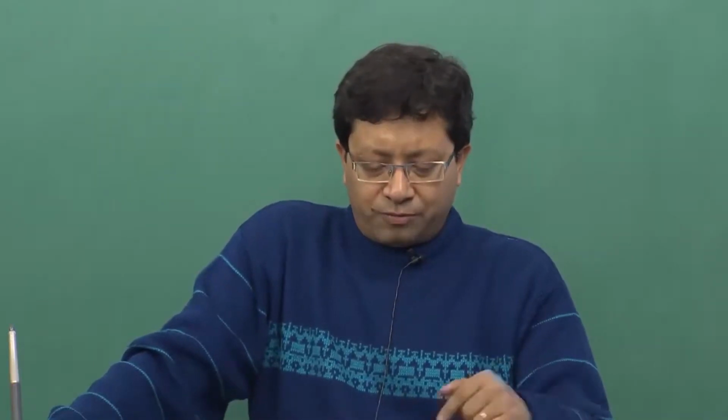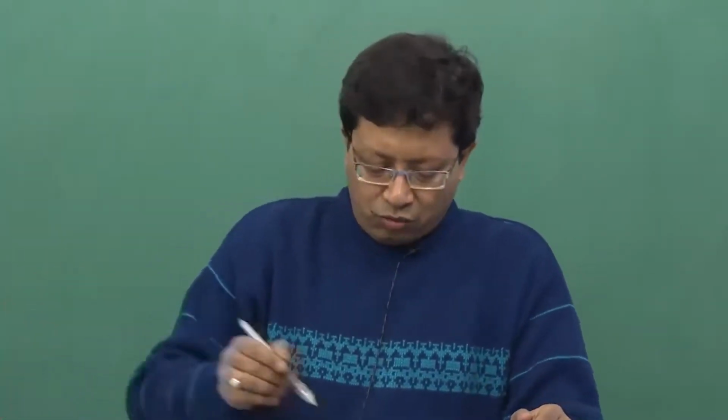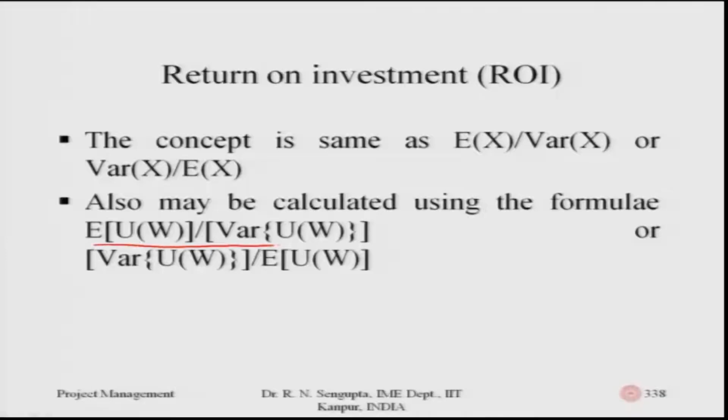So, we find out the expected value of the utility, divide by the variance of the utility, rank them from the highest to the lowest, and take the highest one. If you want to rank them with respect to the variance divided by the expected value of the utility, you rank them from the lowest to the highest, and take the one which is the lowest.